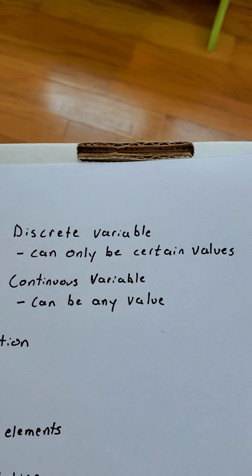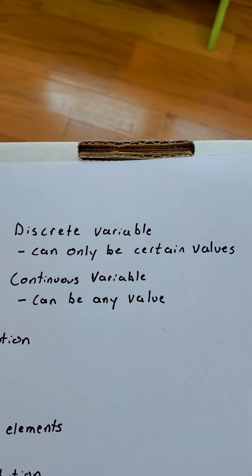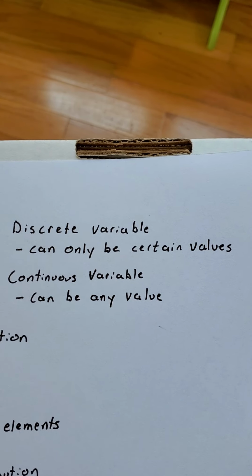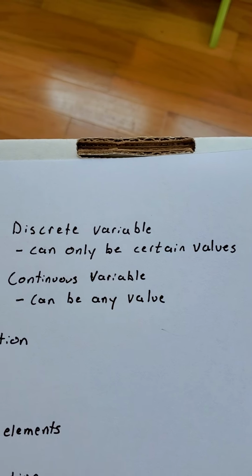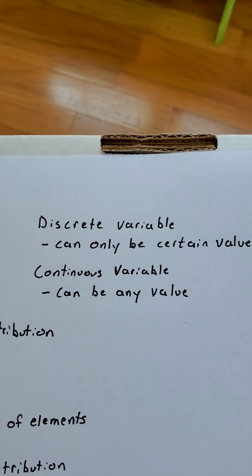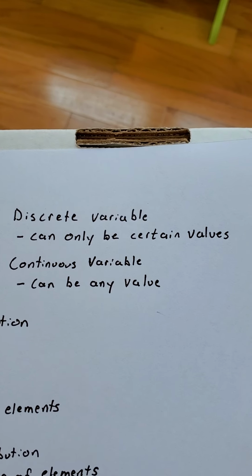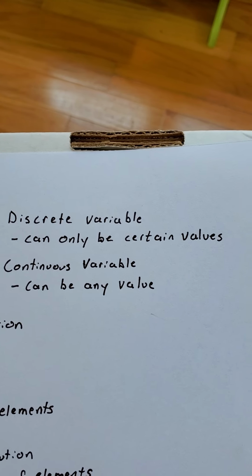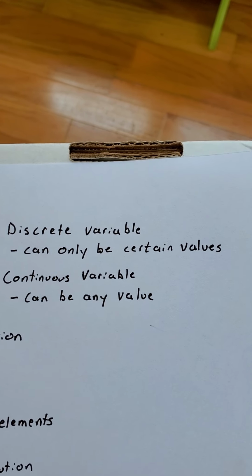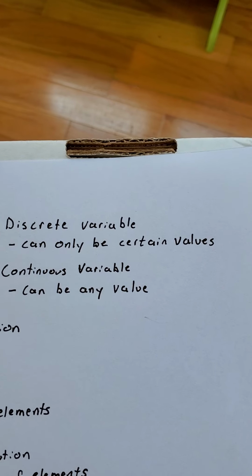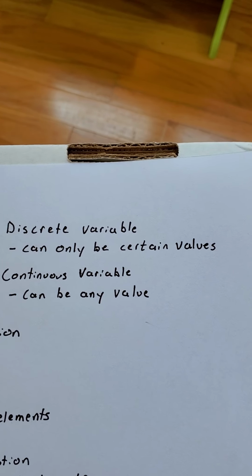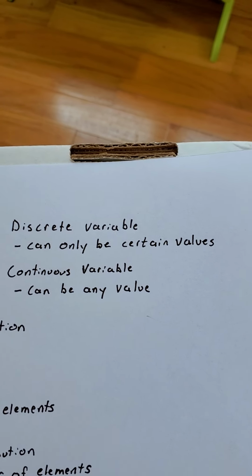The grades on your report card, you could have an A, a B, C, D, or an F, or E, whatever they put on there. But those are the only values those grades can be. You might have an A plus or A minus, B plus, B minus, something like that, but you have a small number of values. You can count them.